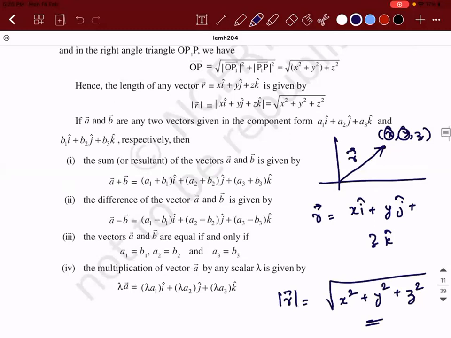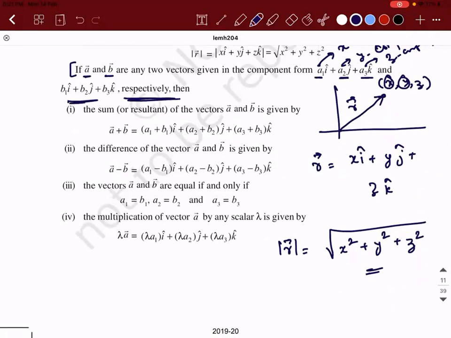Listen. If A vector and B vector are any two vectors given in the component form A1 i cap plus A2 j cap plus A3 k cap, where A1 is called as which component? A1 is a coefficient of i cap. So i cap corresponds to x axis. So A1 is called the x component. A2 is called the y component, and A3 is called the z component.